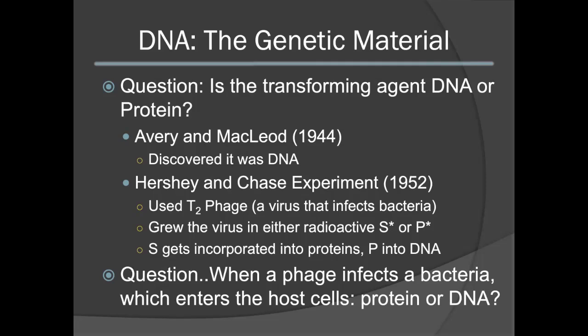They used these two mediums because sulfur ends up getting incorporated into proteins. Remember, disulfide bridges are a very important thing to form for a protein to take on its final conformation. Phosphorus, on the other hand, is a main component of the DNA backbone. As a result, phosphorus gets incorporated into the DNA. These two properties allowed these scientists to determine what the transforming agent was and how it infected bacterial cells. Their main question was, when a phage infects a bacteria, what enters into the host cell? Is it protein or is it DNA?